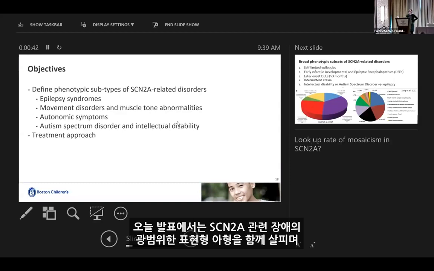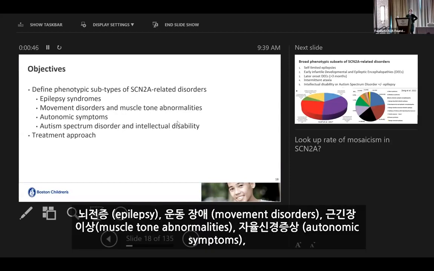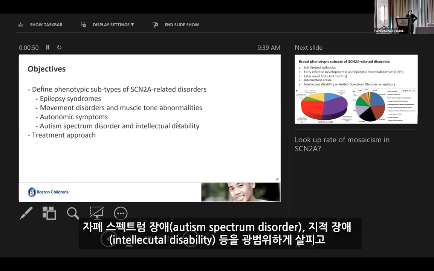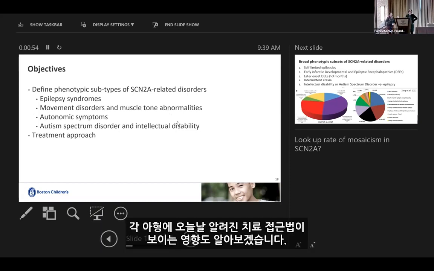I'm going to, like I said, talk about the broader phenotypes and touch on aspects of epilepsy, movement disorders, tone, autonomic symptoms, autism spectrum disorder, and intellectual disability in broad strokes, as well as the impacts of each of these on treatment approach as we know it today.